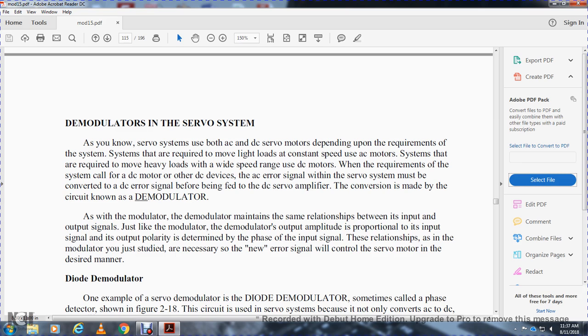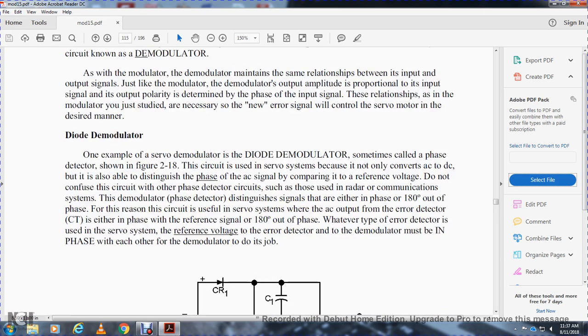As the modulator maintains a relationship between input and output signal, the demodulator's output amplitude is proportional to its input signal, and the output polarity is determined by the phase of the input signal relative to the reference. This produces the necessary new error signal that will control the servo motor in the desired manner.